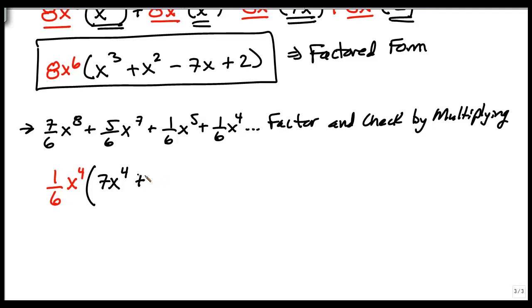Here I'll be left with a 1/6 x to the 4th out front. 1/6 times 5 is 5/6, so I have a 5x cubed. Remember, x to the 4th times x cubed, 4 plus 3 is 7.